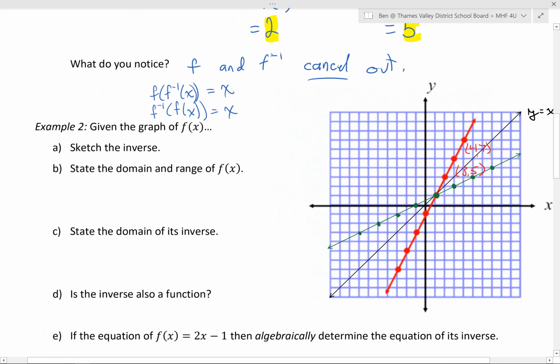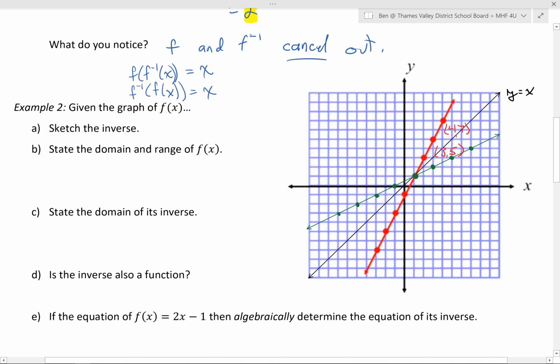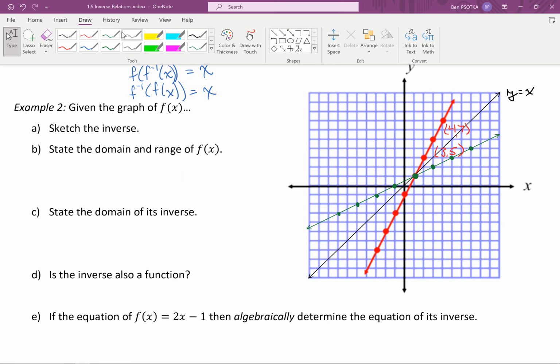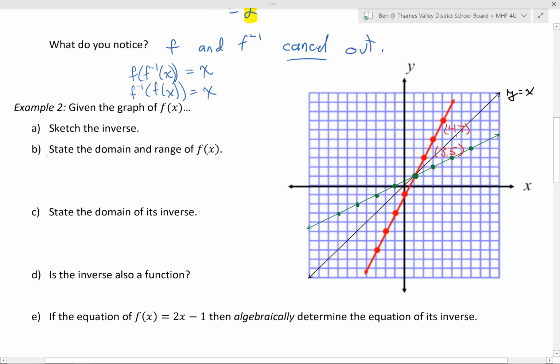So we'll leave that. Now, we would like to state the domain and range of f at x. F at x, that's the red one. That's the one we began with. So our domain and range of f at x: the domain, x is an element of the reals. Our range as well, y is an element of the reals.